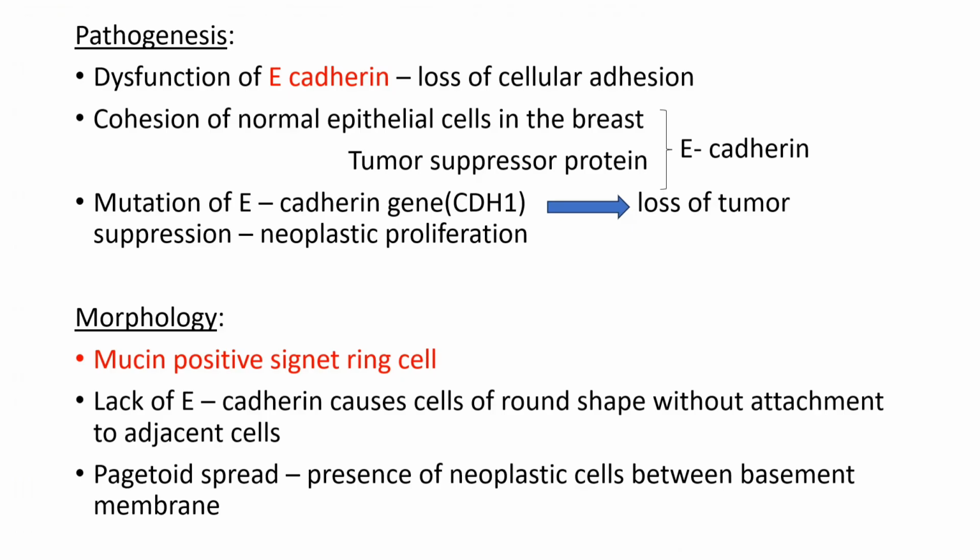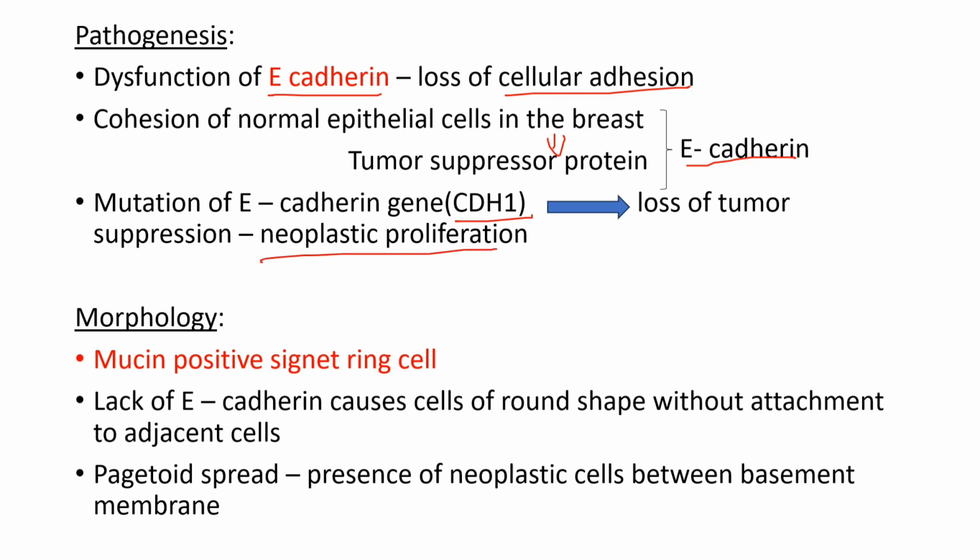Now pathogenesis, as I said before, the cells will be in a discohesive fashion. The reason for this discohesive fashion is dysfunction of E-cadherin. This is the reason for the loss of cellular adhesion. E-cadherin causes cohesion of normal epithelial cells in the breast and also causes tumor suppression. The mutation of the E-cadherin gene, that is CDH1, causes loss of tumor suppression and there will be neoplastic proliferation.